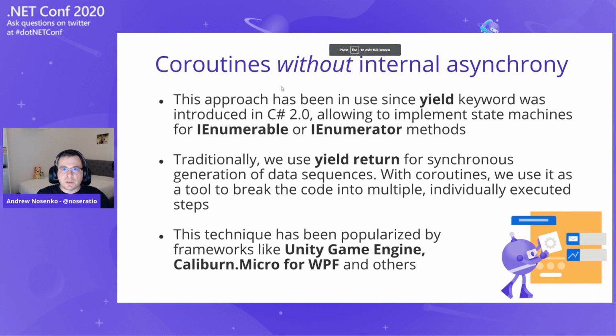Let's do some coding. Let's start with a simple case, coroutines without internal asynchrony. This approach has been in use since the yield keyword was introduced in C#, I believe in version 2, so over a decade by now, and that allows us to implement state machines for IEnumerable and IEnumerator methods. Traditionally, we used yield return for synchronous generation of data sequences. With coroutines, we use it as a tool to break the code into multiple individually executed steps. And as I said before, this technique has been popularized by frameworks like the Unity game engine. There's also Caliburn.Micro for WPF and some others.